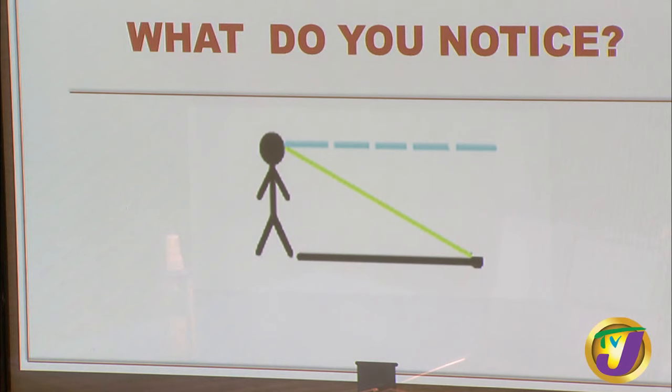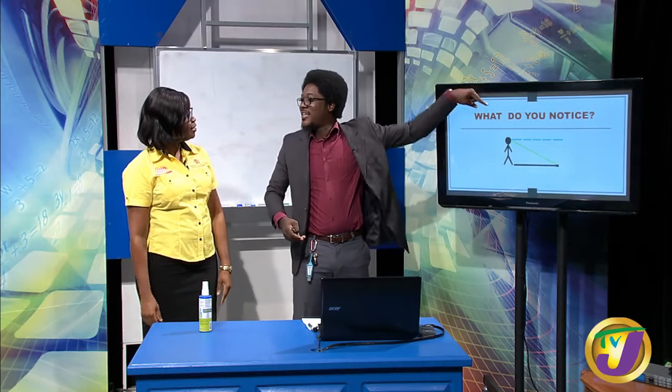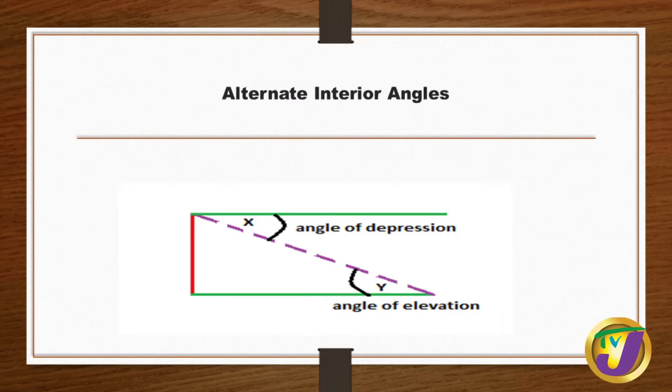And thinking back to previous lessons, and thinking about different types of angles. Yes, Burrell, go ahead. I remember that when we have parallel lines and a transversal, it forms a Z, and the Z represents what we call alternate interior angles. Because we would have the angle of depression being formed and the angle of elevation being formed.